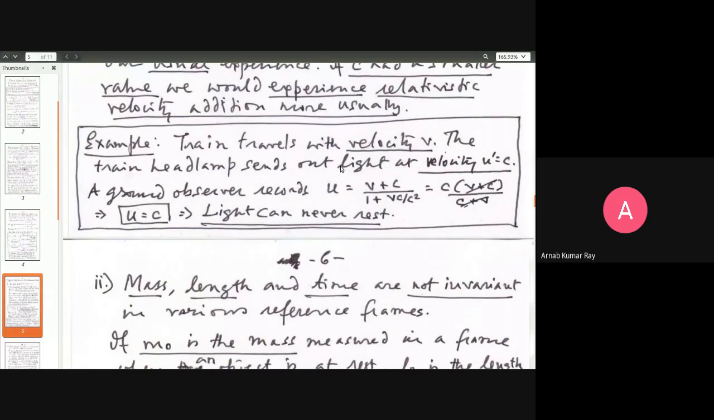If you're traveling at the speed of light itself, light will not show the speed to be zero, right? Which means, simple thing, light can never rest. When do you say that something is resting? Something is resting when it doesn't move, which is to say its velocity is zero with respect to you.